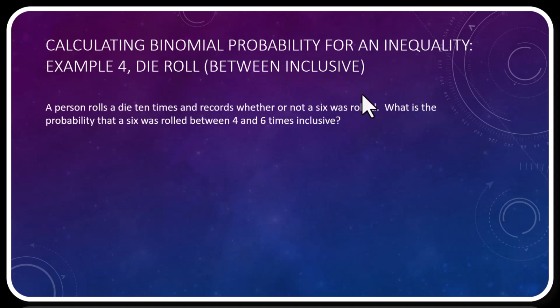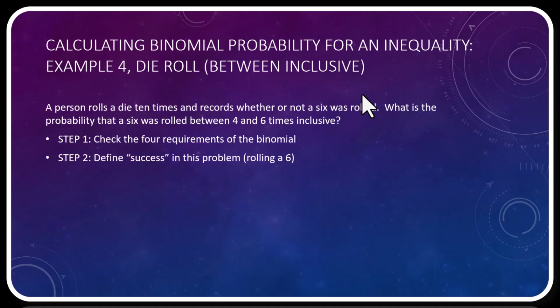A person rolls a die 10 times and records whether or not a 6 was rolled. What is the probability that a 6 was rolled between 4 and 6 times inclusive? So, as always, we want to check the 4 requirements of the binomial, and in this problem, we're just going to assume that they have been met.